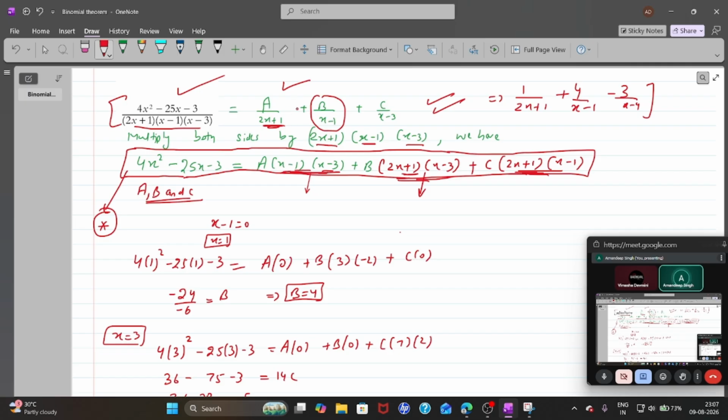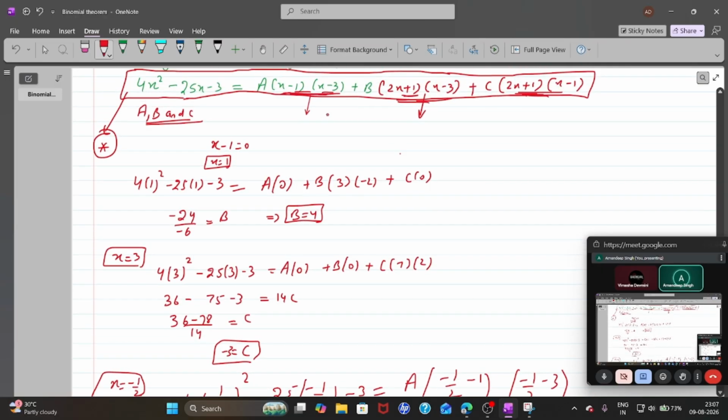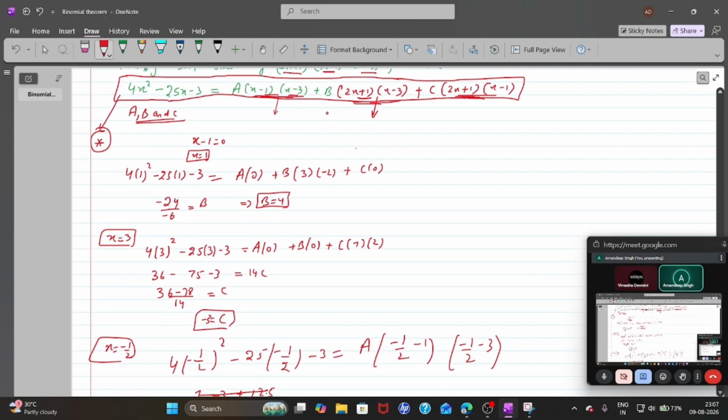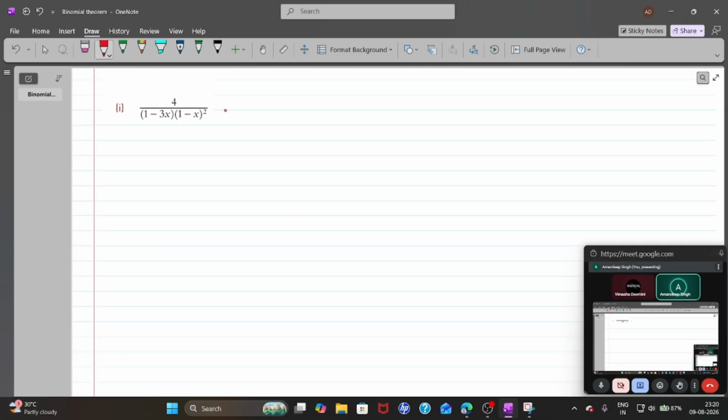And order doesn't matter. I mean, you can write a upon x minus 1, b upon 2x plus 1, so it doesn't matter. Okay, so this is how you have to solve for this type. And this is one of the easiest ways to calculate the values of a, b, and c. This is basically the second type of this partial fraction topic.